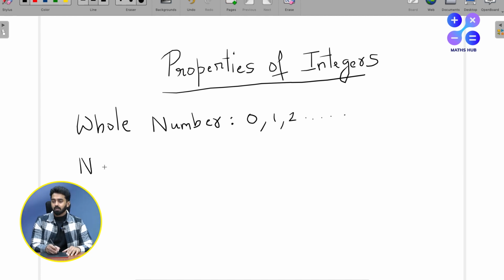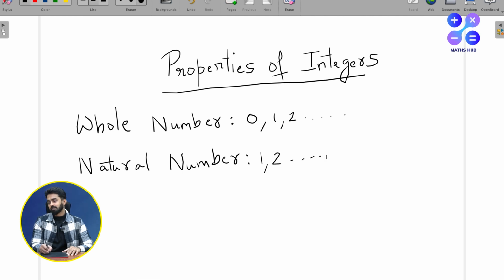And now what is a natural number? Natural numbers are just whole numbers without the 0 added into the sequence, right? So starting from 1 all the way up to infinity. Those are all natural numbers.